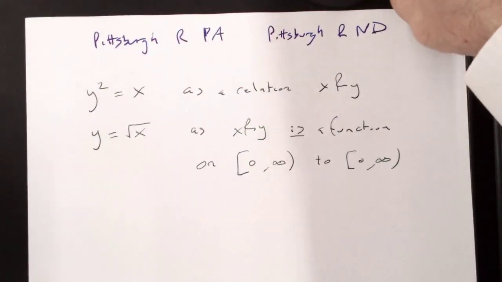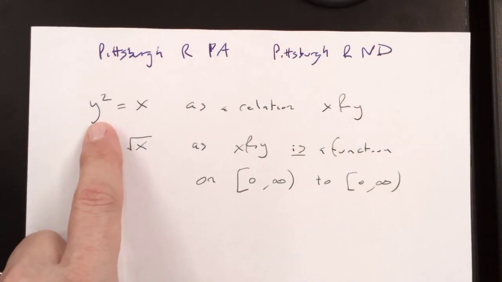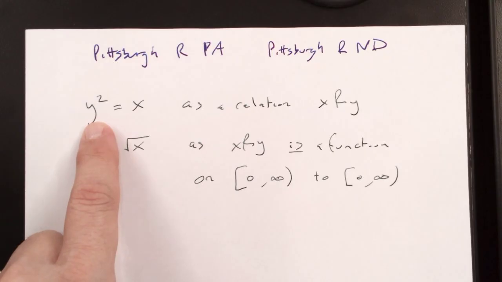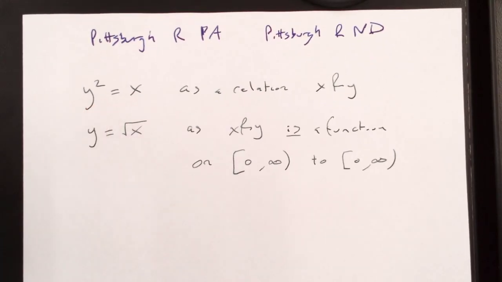Way back in trig, I asked you to graph this equation, y squared equals x. Anybody remember what the graph of that looks like? The sideways parabola. And when you look at the square root graph, it's only the top half of that parabola. The restriction allows it to pass the vertical line test, which for algebraic functions works perfectly well.